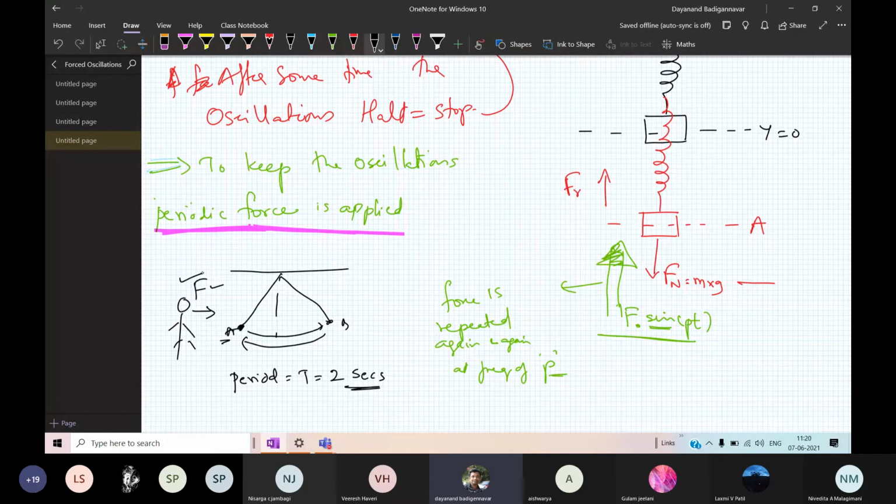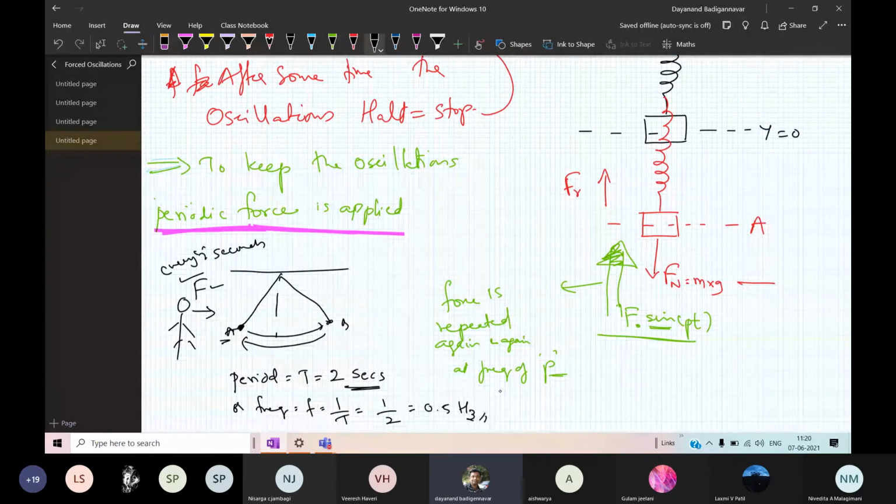He applies the force every 2 seconds. If we write it in terms of frequency, F is equal to 1 by T, that is 1 upon 2, that is 0.5 hertz. That means you can say the rate of application of the force. Yes, Rebecca, the rate of application of the force is nothing but the frequency.